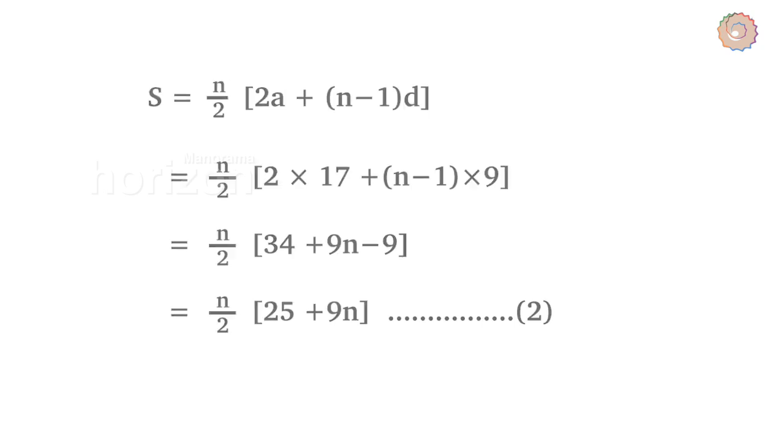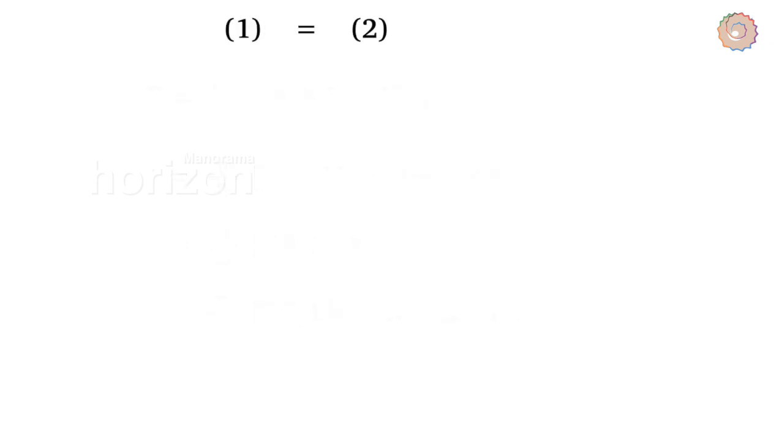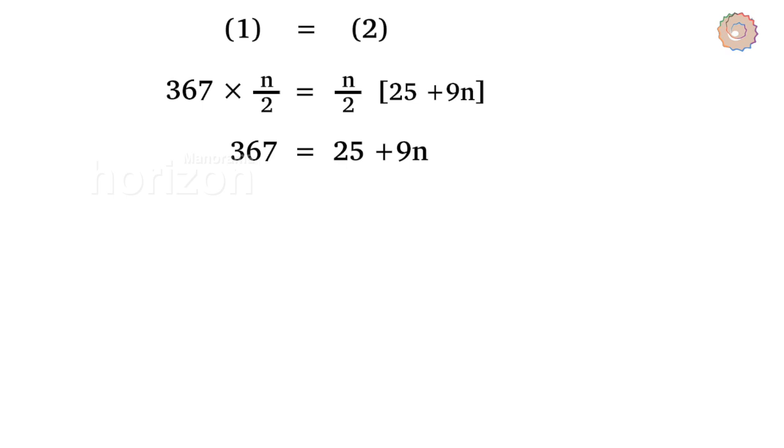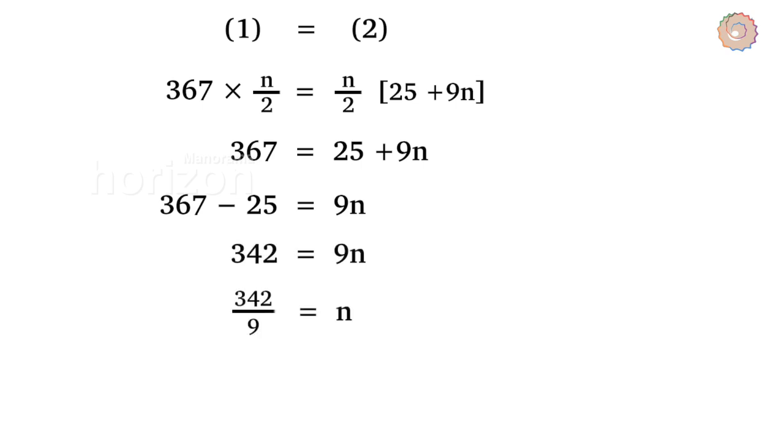Now, equate equations 1 and 2, we get 367 into n by 2 is equal to n by 2 into 25 plus 9n. Cancelling n by 2 on both sides, we get 367 is equal to 25 plus 9n, or 367 minus 25 is equal to 9n. On solving, we get n is equal to 342 divided by 9, or n is equal to 38.